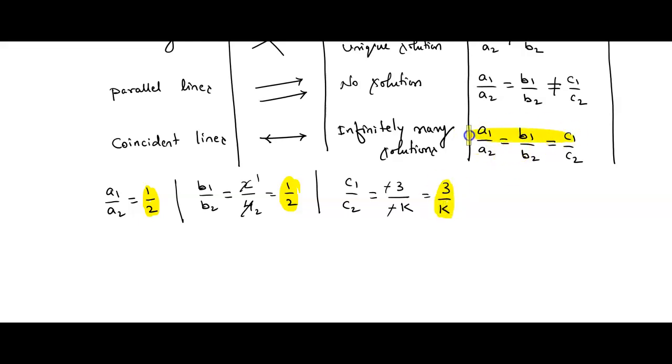Since they are coincident lines, definitely all three answers should be the same, but here it's showing 3 by k, correct? Are you getting my point?